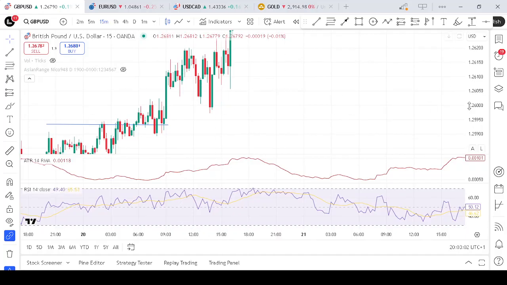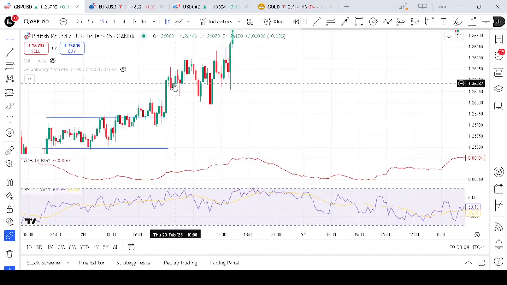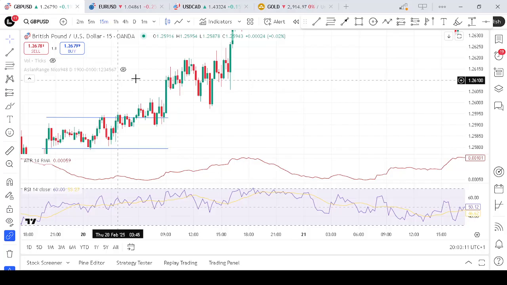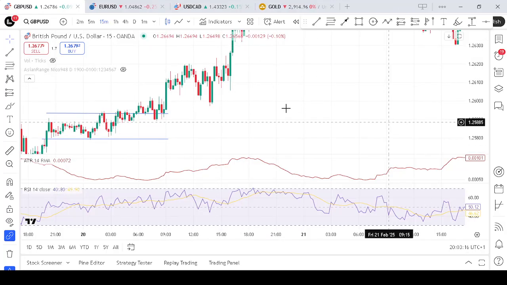You can enter the trade by waiting for price to retest, or you can enter the moment you see your candlestick pattern. This also helps you to not miss out on such opportunities.